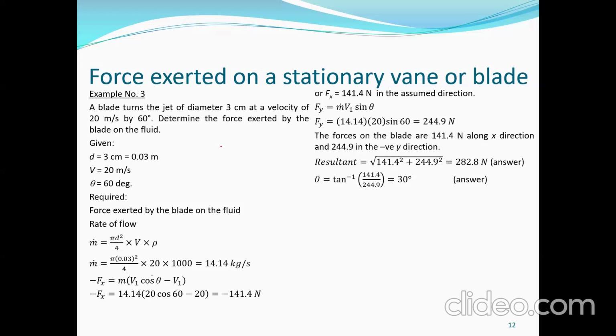Parang, siyempre, pinag-check yan. So, Fy is equal to m V1 sin theta. So, ang m natin is 14.14 times 20 times sin 60 is 244.9 Newton. So, the forces on the blade are 141.4 Newton along X direction and 244.9 in the negative vertical direction. So the resultant is square root of 141.4 squared plus 244.9 squared, which is 282.8 Newton. So this answer. And the direction niya is arctangent of 141.4 over 244.9 is 30 degrees.